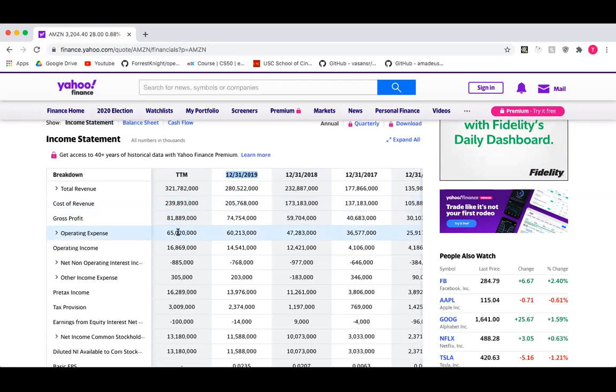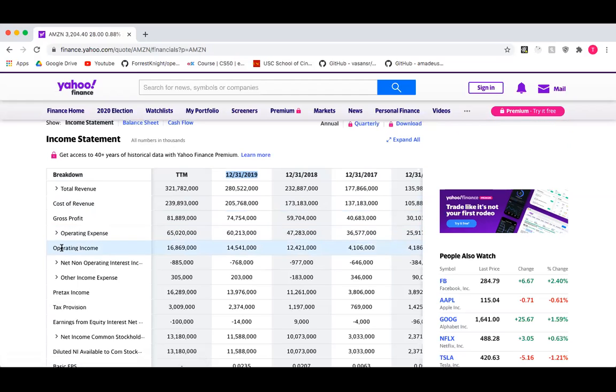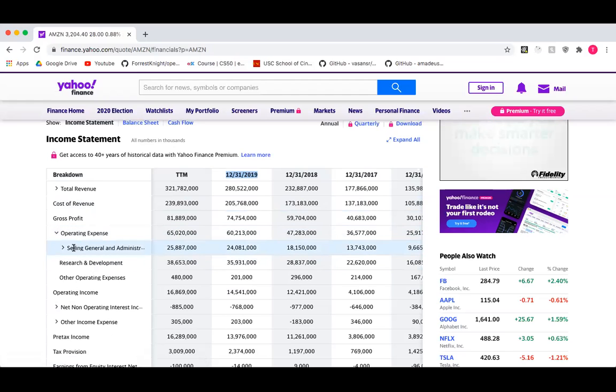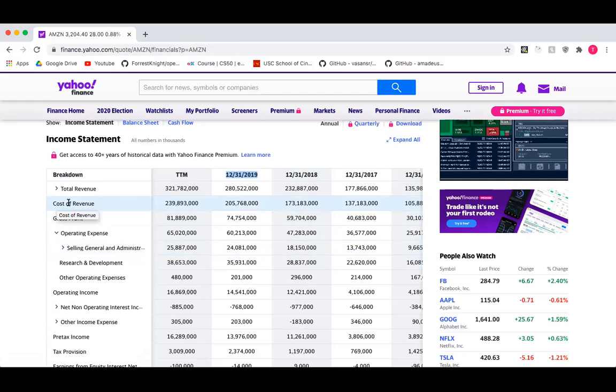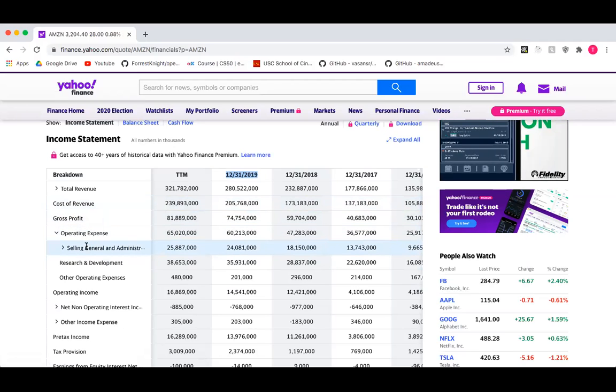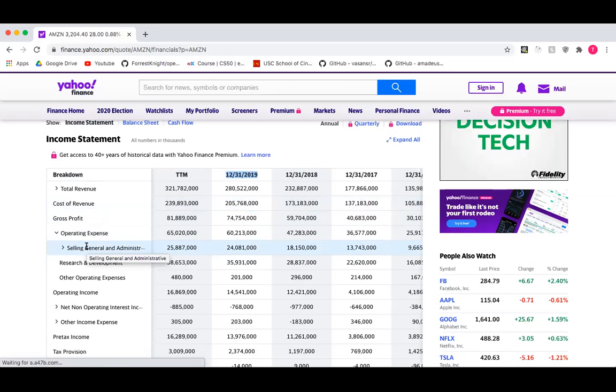So that brings us to our operating expenses. And this includes, if we open it up here, our general and administrative expenses and also research and development expenses. And these are the company's indirect costs. So our cost of revenues are direct costs, what directly goes into making that product. And now operating expenses include our indirect costs.